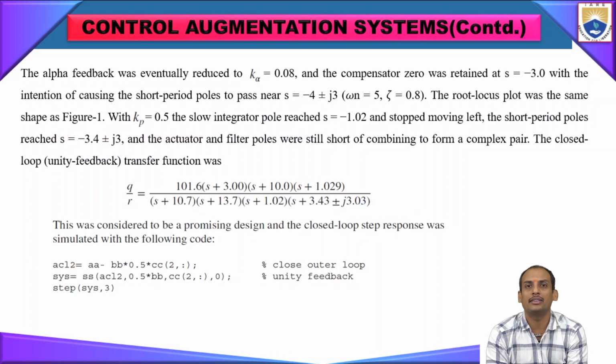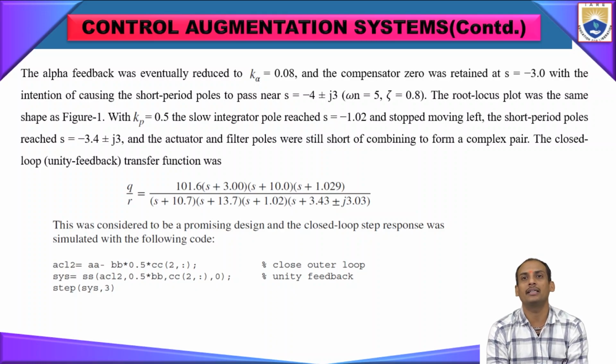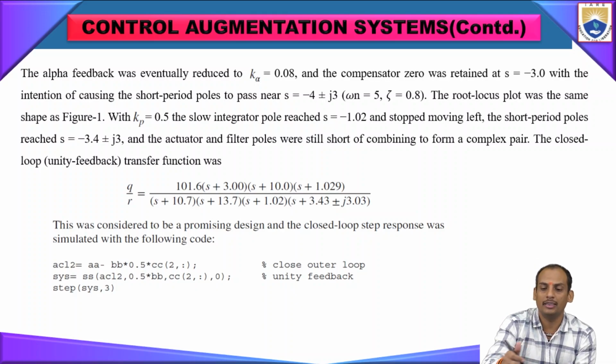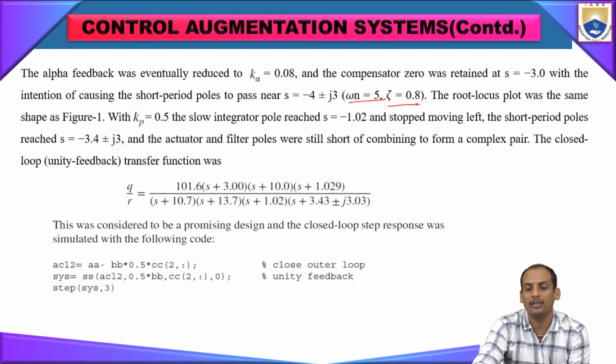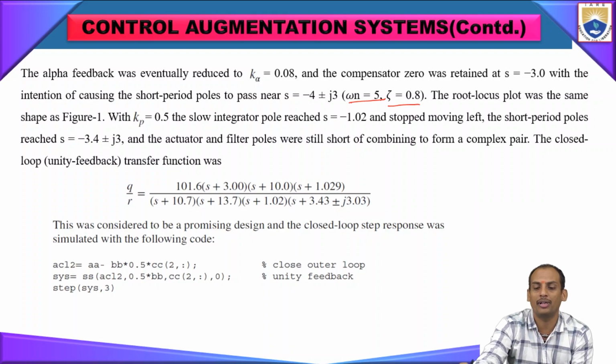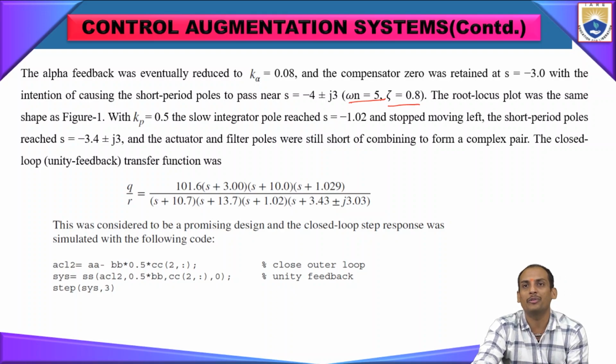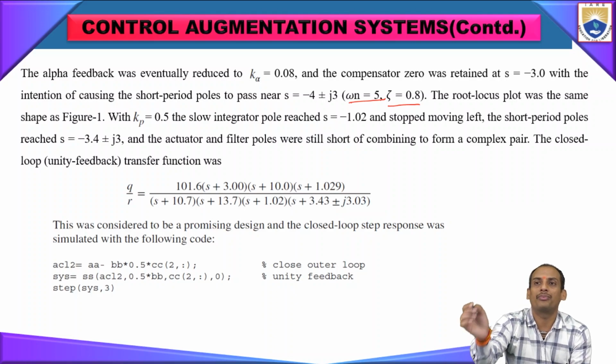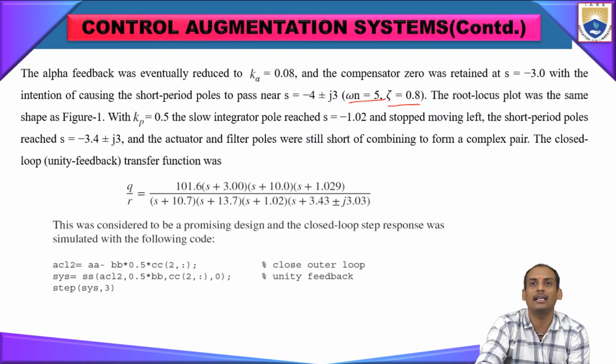This is with the intention of causing the short period poles to pass near s equal to minus 4 plus or minus j3. If you see here, the short period pole and Phugoid mode approximation values we are getting are 5 and 0.8. So for s equal to minus 3, when K alpha equals 0.08, we get one value of s as minus 3, and the other value is a complex number, minus 4 plus or minus j3.